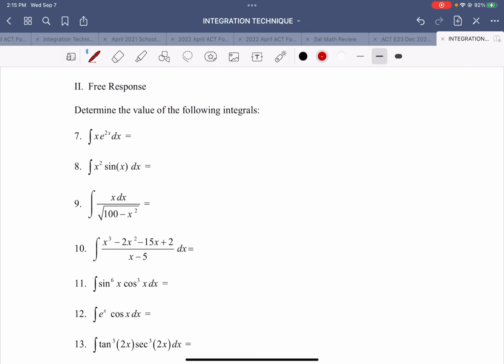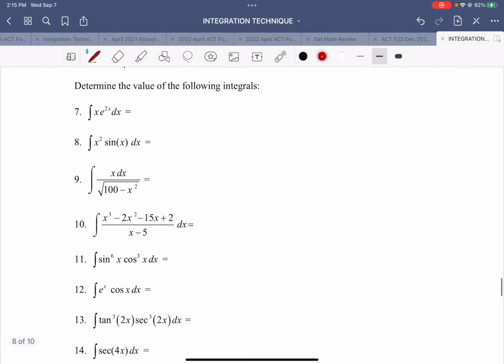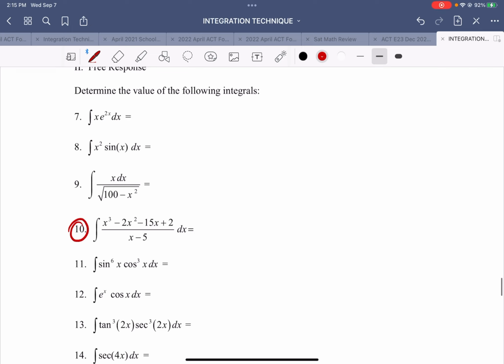Now, there are so many questions here, but it kind of overlaps with the same technique as the other video. So I'm going to skip around. Let's look at number 10.